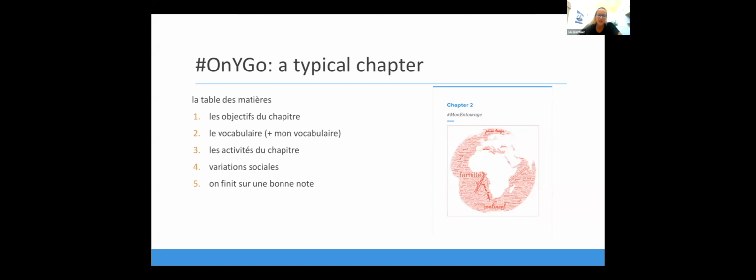And we finish with a section that we call On finit sur une bonne note, in which the students are basically reviewing the elements of the chapters and assessing if they are able to use them and they've truly understood these concepts.